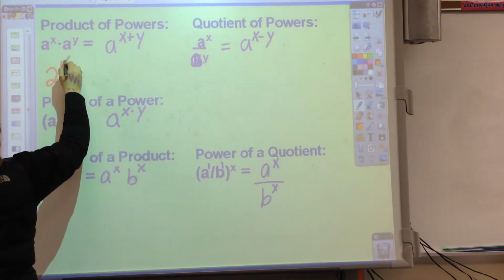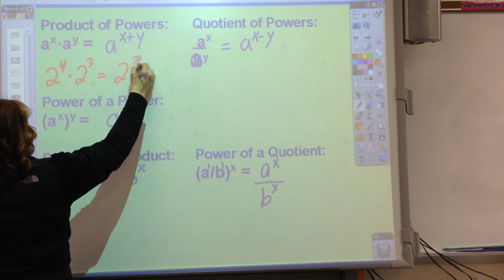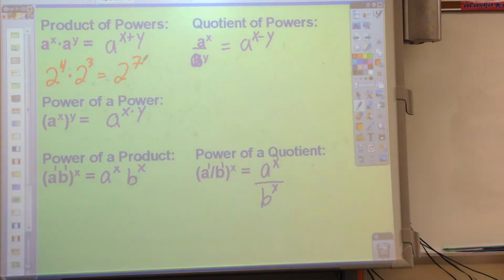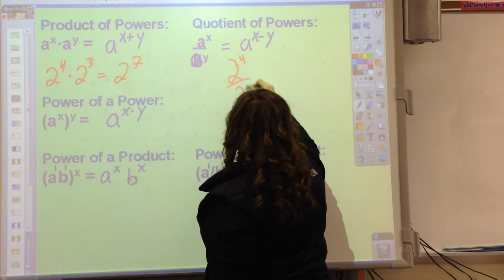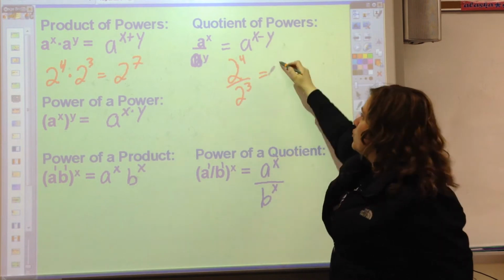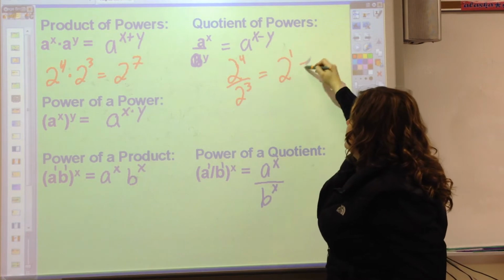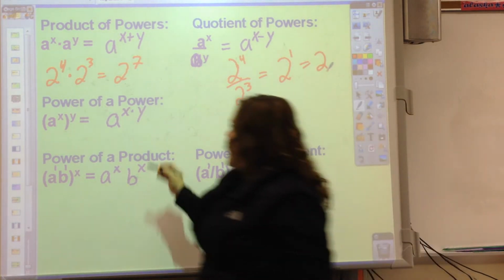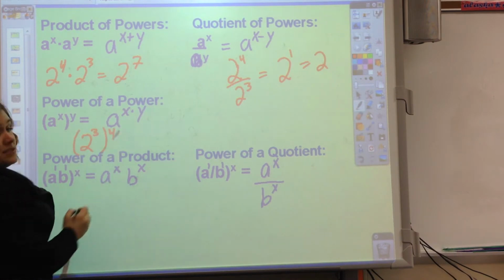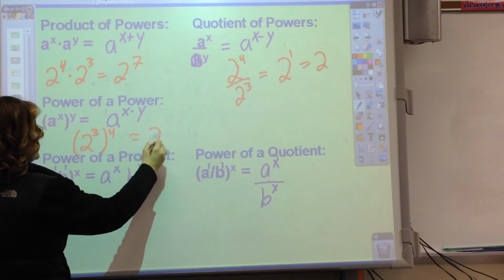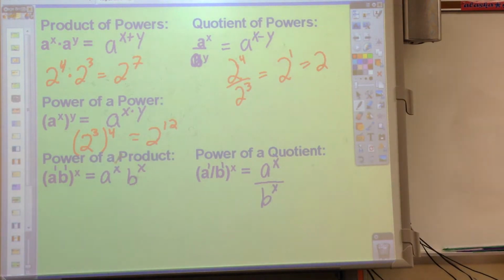If I have 2 to the 4th times 2 to the 3rd, does everyone agree that's going to give me 2 to the 4 plus 3, which is 7? And if I have 2 to the power of 4 divided by 2 to the power of 3, does everyone agree that's going to give me 2 to the power of 1? 4 minus 3 is 1, which is just 2. And does everyone agree if I get 2 to the power of 3 and I raise it to the power of 4, I'm going to get 2 to the power of 12. 4 times 3 gives me 12.